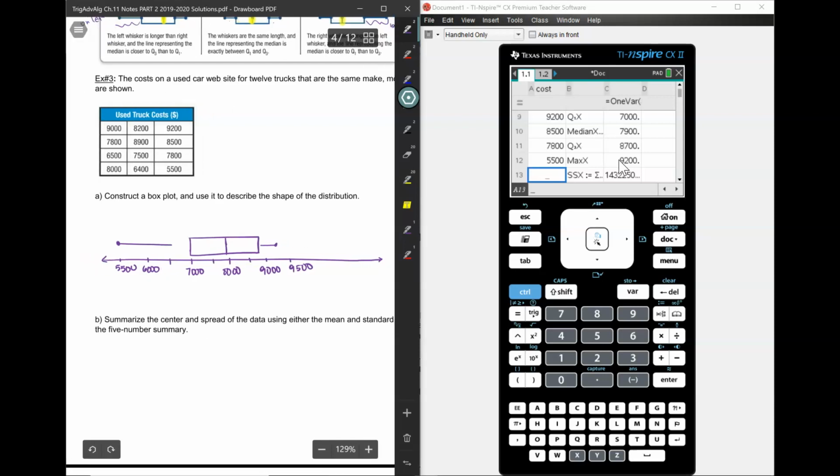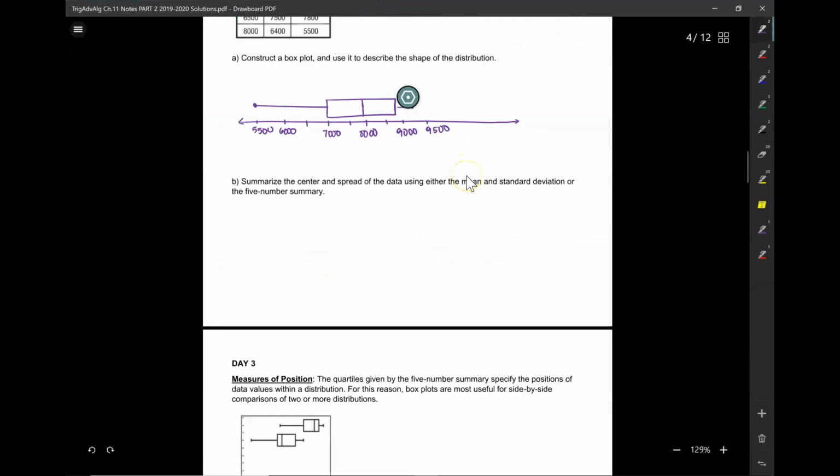Boom. Okay, so do you see how this is definitely not symmetrical, right? When it says describe the shape of the distribution, this is negatively skewed. And you're probably asking, but wait, the median doesn't seem to be too far to the right. Yeah, okay, so it's not pronounced, right? It's okay. What matters is that larger whisker to the left, right there. So this is negatively skewed.